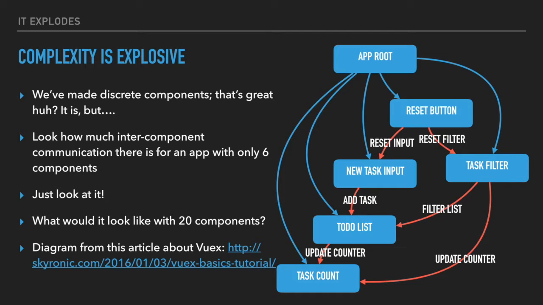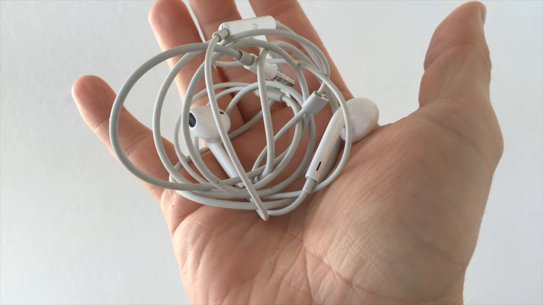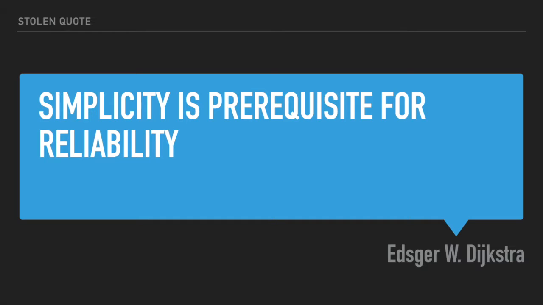And if you think about it, that's about as simple as an application gets. That's 6 components. And what would it look like with 20 components or 40 on multiple pages? The complexity explodes. It's not quite every component has to communicate with every other component, but it's almost like that. It feels like that sometimes. It's a bit like when you take your headphones out of your pocket, except it's 20 sets of headphones, and yeah, it's difficult.